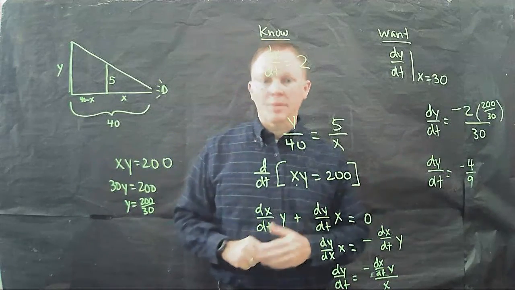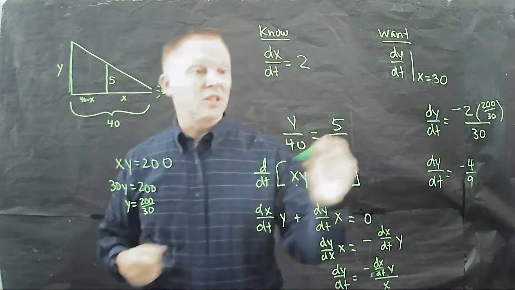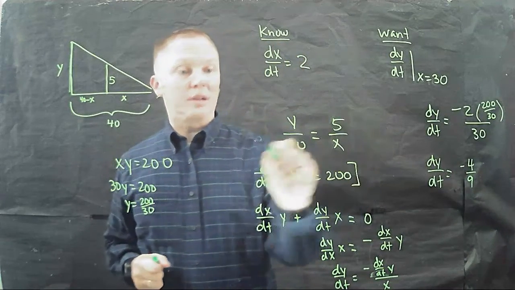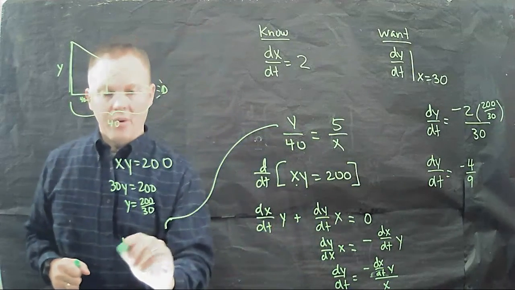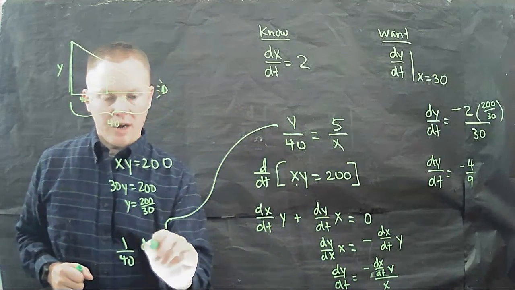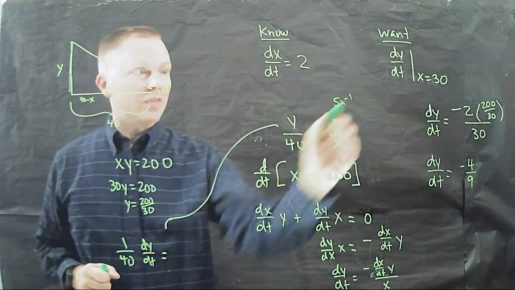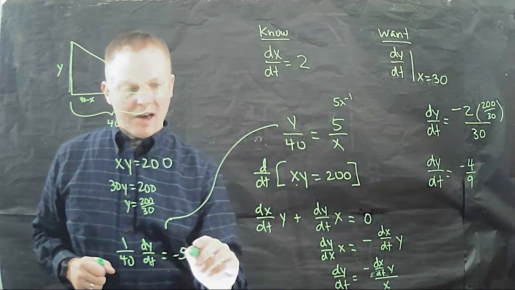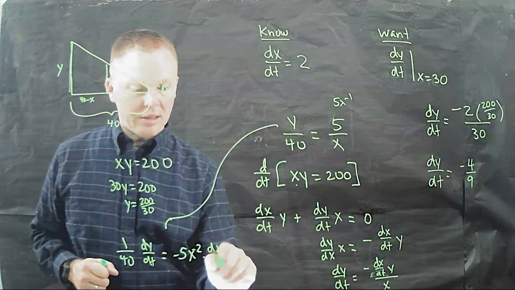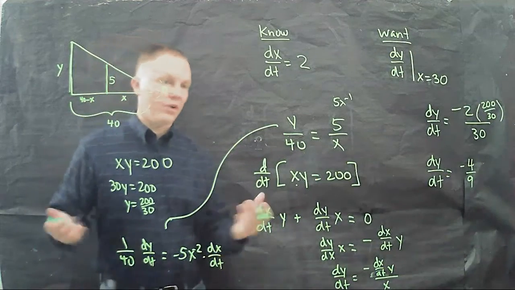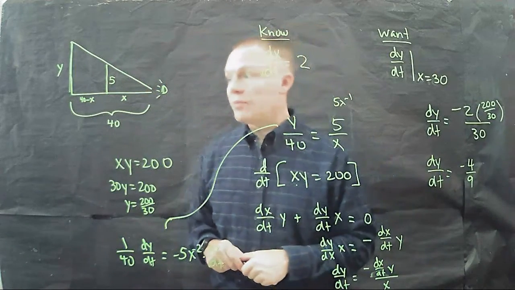So this is the other type of shadow problem. By the way, right here, you could have just as easily differentiated this. I'll do it. You could have gotten 1/40 times dy/dt equals, and just thought of this as 5x to the -1, equals -5x to the -2 times dx/dt. You could have done it that way, and you would have gotten the same answer. So, okay, next problem is coming up.